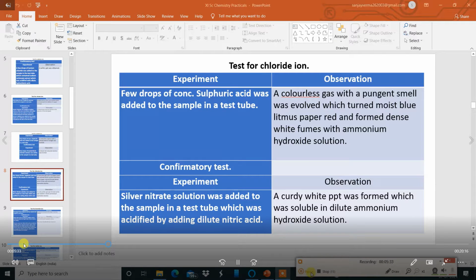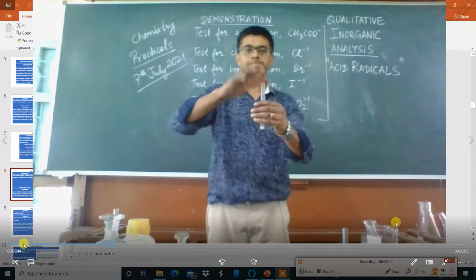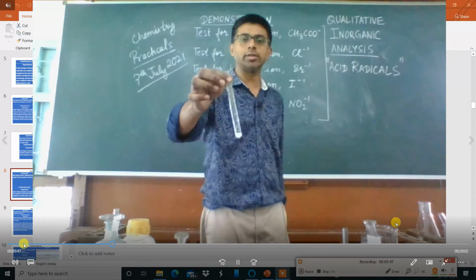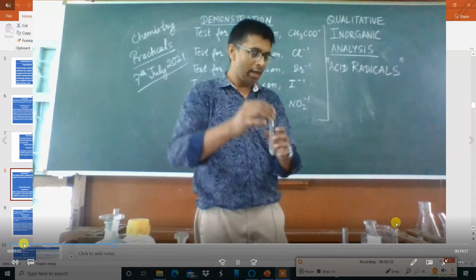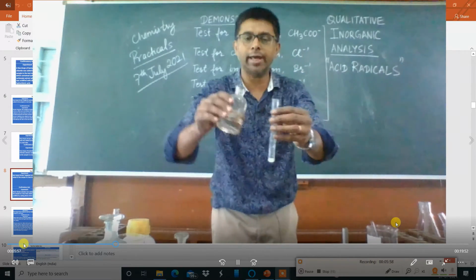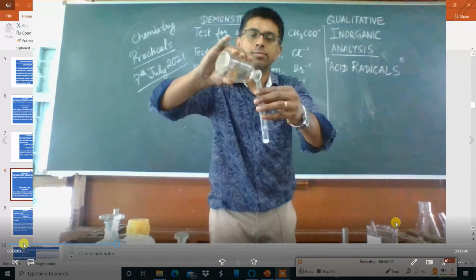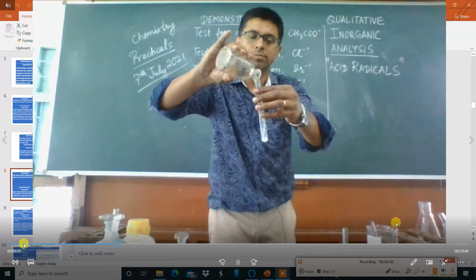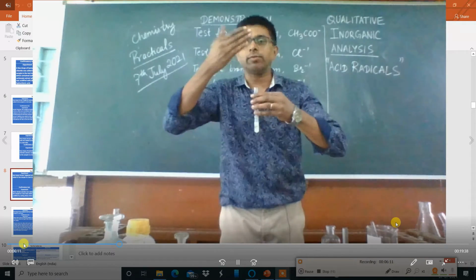So this also I have shown you today, but let me explain it while the video is on. There is a confirmatory test also, addition of silver nitrate. So look at the video. The chloride sample, a solid sample, is taken in a test tube. Now to this chloride sample I have added conc. sulfuric acid slowly and carefully. It's being added.